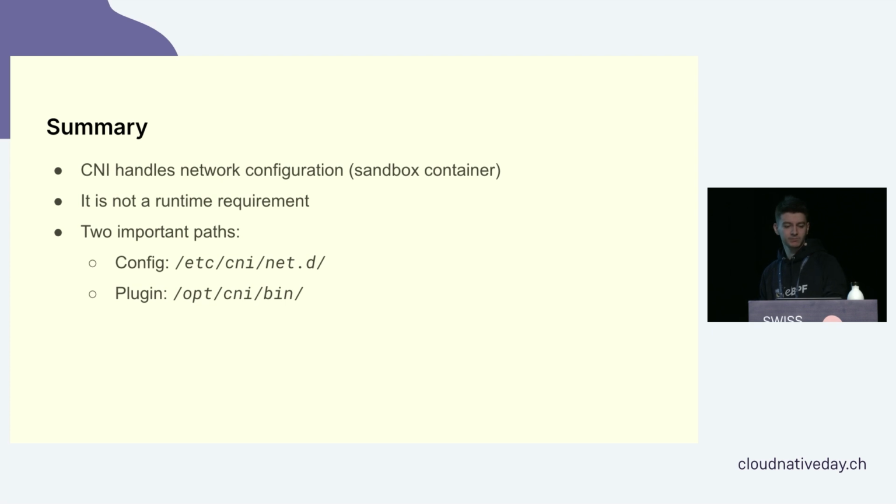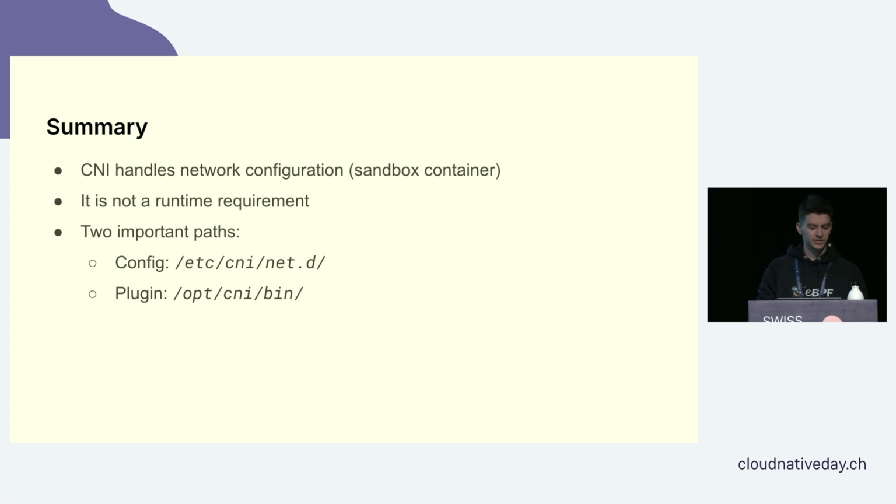So to summarize, what does a CNI do? The CNI handles network configuration for the network namespace, which we usually refer to in Kubernetes context as a sandbox container. It is not a runtime requirement. As you saw, all we did was create those things during startup, which means after we've done this, we could entirely remove the CNI if we wanted to. It is not necessary anymore for any kinds of load balancing. It is not necessary for you to contact the services. All these kinds of things, a CNI is not necessary for.